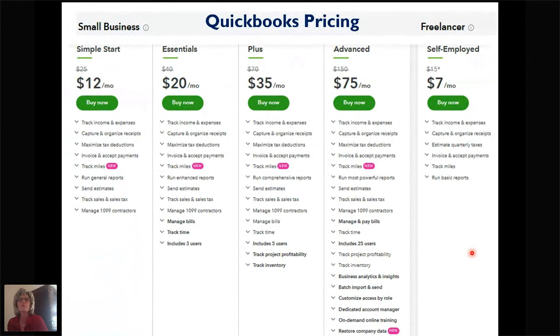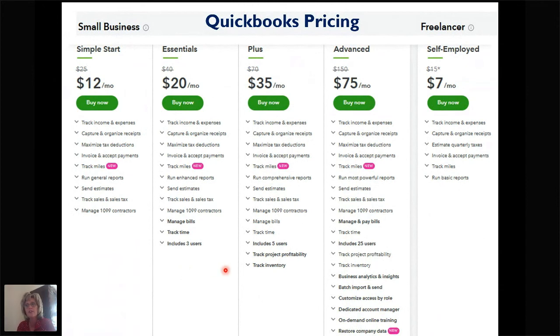So here's some standard pricing on QuickBooks. Very, very minimum, $12 a month. If you want to bump up a little bit, it's $20. Note that when you add payroll, it's going to be an additional $22.50 a month plus $4 per employee. And that's the most basic plan.